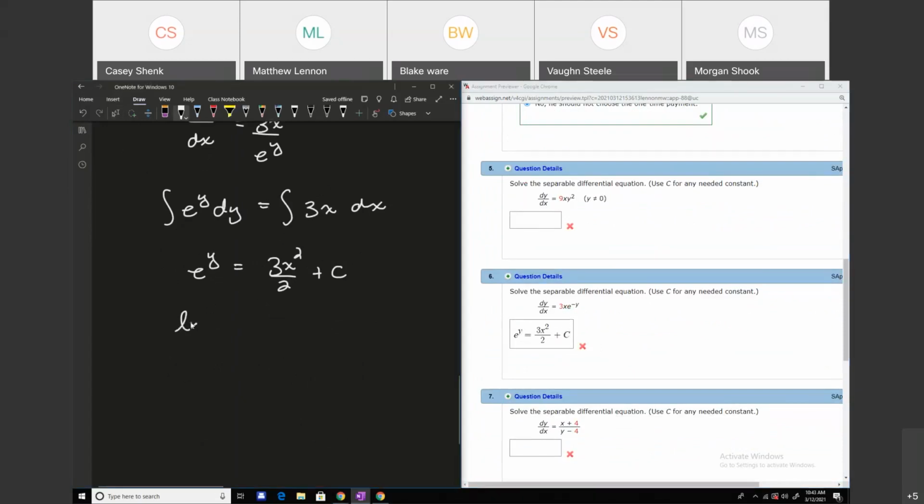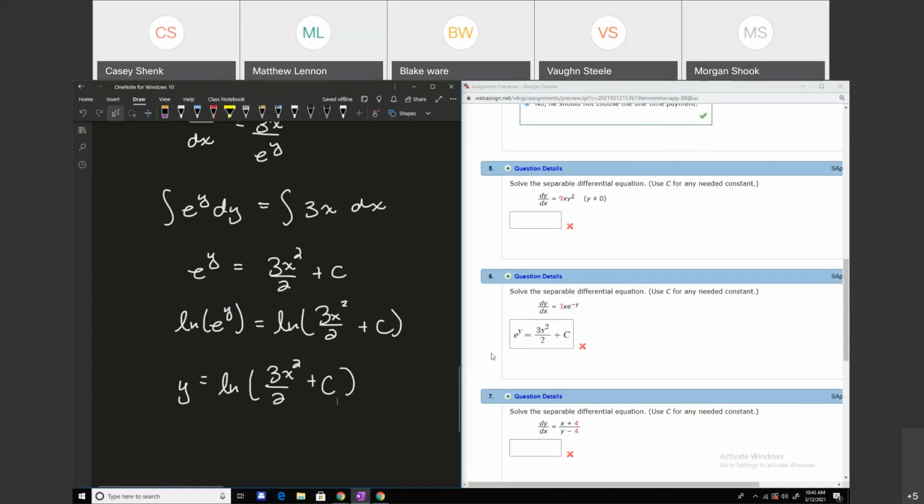If you solve for y, you're basically just taking the natural log of both sides. So we get y is equal to the natural log of 3x squared over 2 plus a constant. And the trick about this is, remember, the log takes products to sums, or rather sums to products.